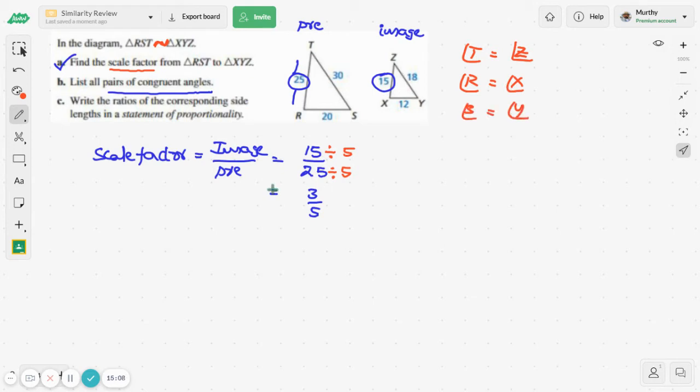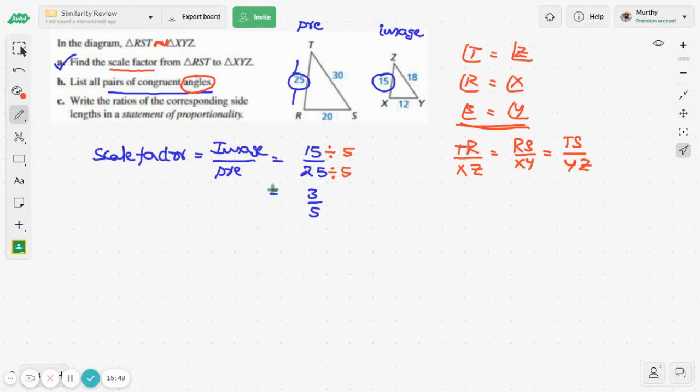Please remember, in similar triangles, the angles are equal and the sides are proportional. The sides are not equal, but they are proportional. So TR over XZ, where TR is here and the corresponding side is XZ, and next RS, whose corresponding side is XY. So TR over XZ equals RS over XY equals TS over YZ. The question is about the angles, but I have done it for the sides also. Don't forget the sides are proportional.